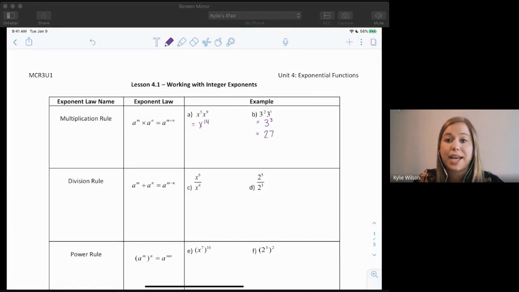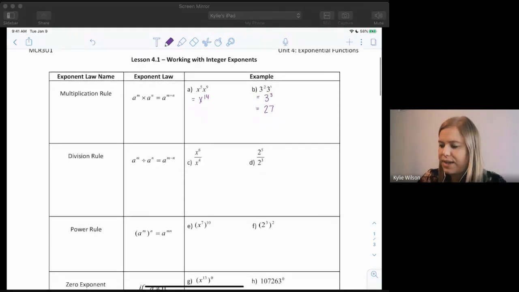You can do this on your calculator if you don't know them off the top of your head. We're going to be doing so many of these that you'll probably get to a point where you'll see 3 to the power of 3 and just know it's 27. But if you're not there yet, don't stress. You can just plug that into your calculator.